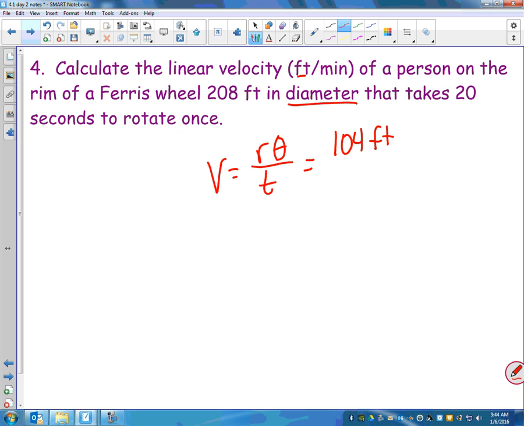And then theta has to be in radians. And so again, they tell me that it's 20 seconds to rotate once. So that means we're going all the way around. So how many radians is going all the way around? 2 pi. So for theta, I'm going to put 2 pi in there. And then for time, it wants it in minutes, and it tells me it only takes 20 seconds to go around there.